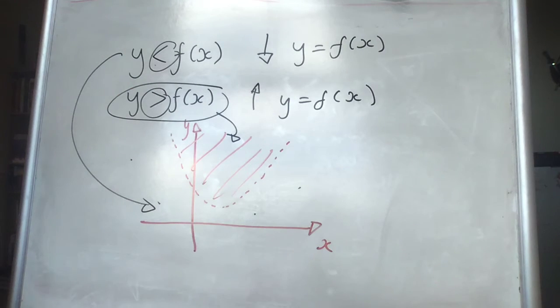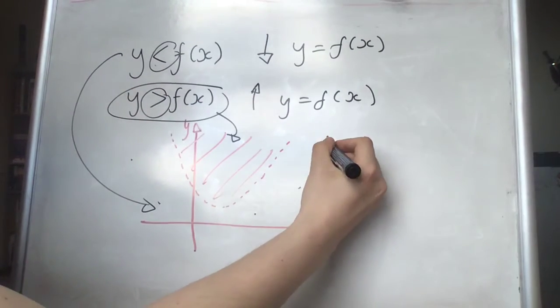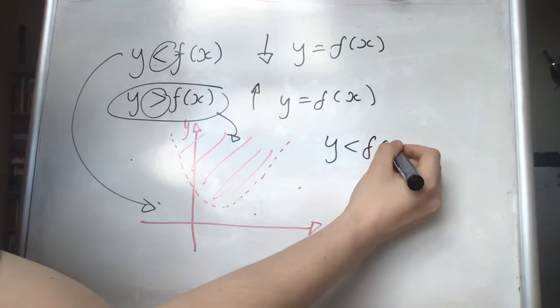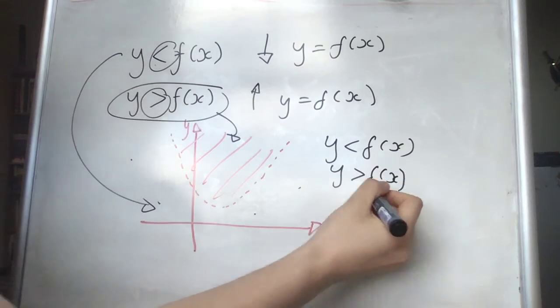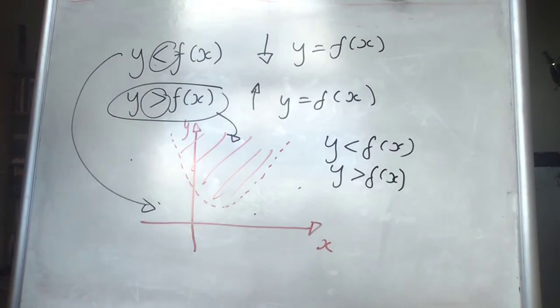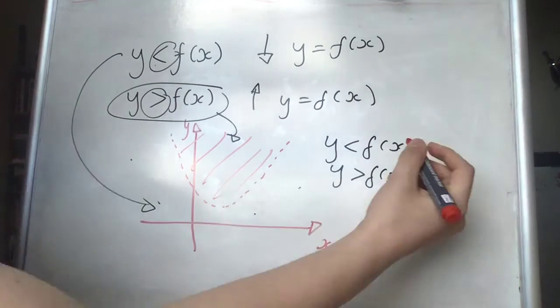Now, if we have y is less than f of x, or y is greater than f of x, then the curve y equals f of x, like we have on here, will not be included in the region. Because obviously it's not greater than or equal to or less than or equal to, so it's everything above and everything below. And so as it's not in the region, it is represented by a dotted line.